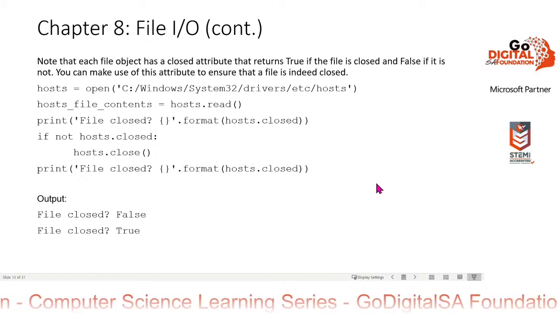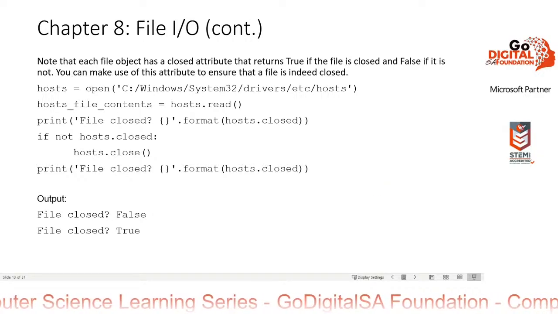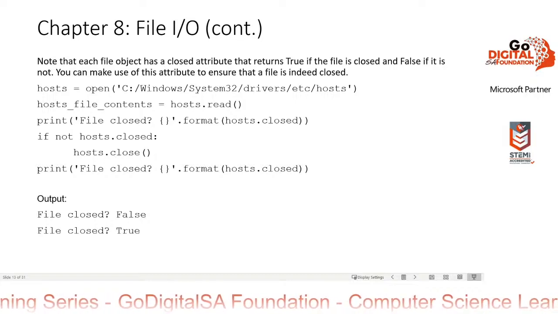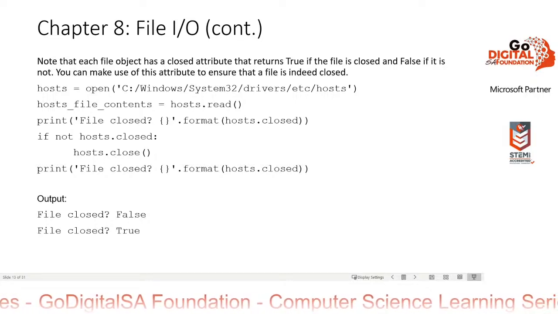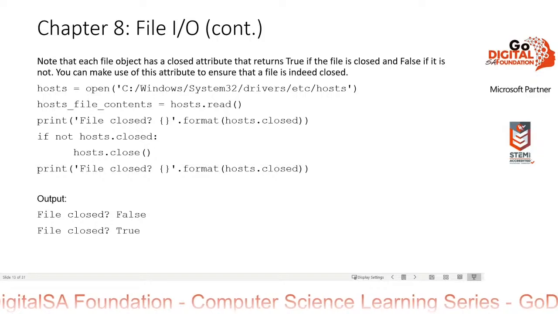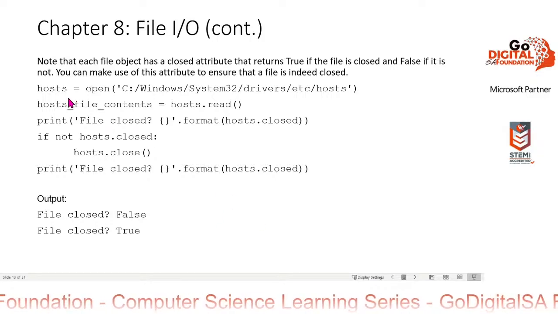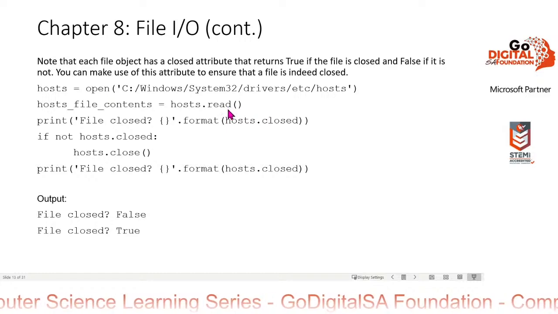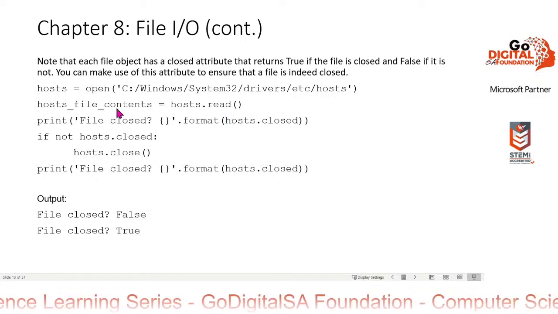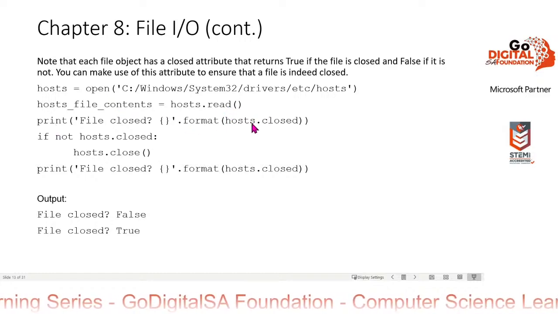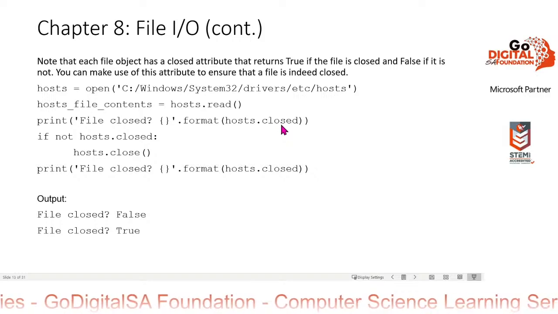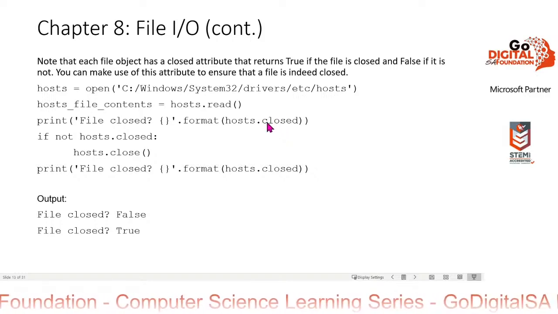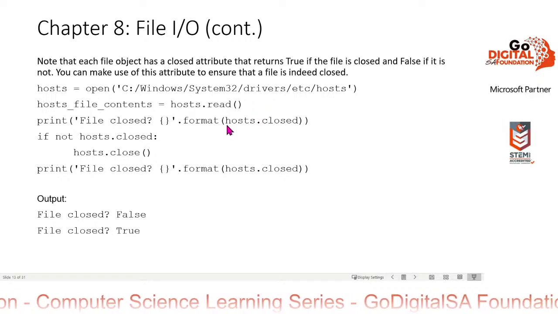Note that each file object has a closed attribute that returns true if the file is closed and false if it is not. You can make use of this attribute to ensure that a file is indeed closed. So here, we create a file object, hosts, we read the contents into this variable, then we print hosts.closed. Okay, so this will be false because the file is still open.